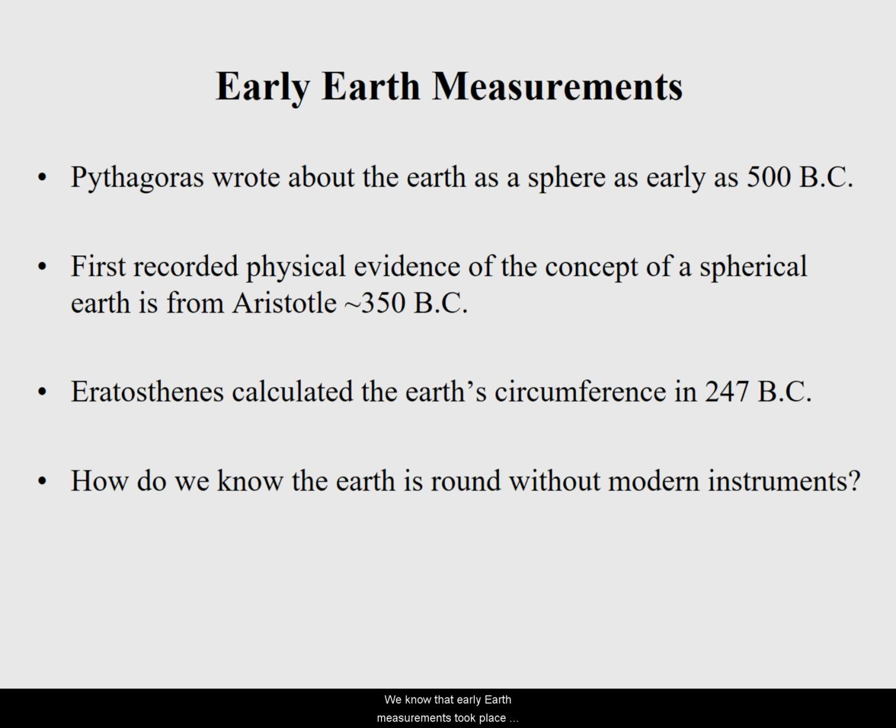Now, we know that early Earth measurements took place back around 500 BC. So, for example, Pythagoras wrote about the Earth as being a sphere. The first recorded physical evidence of having the concept of the spherical Earth was by Aristotle around 350 BC. And Eratosthenes was the first to calculate the Earth's circumference in 247 BC. So how did we know the Earth was round without using modern instrumentation?